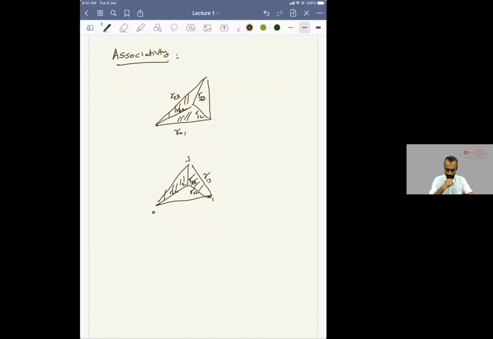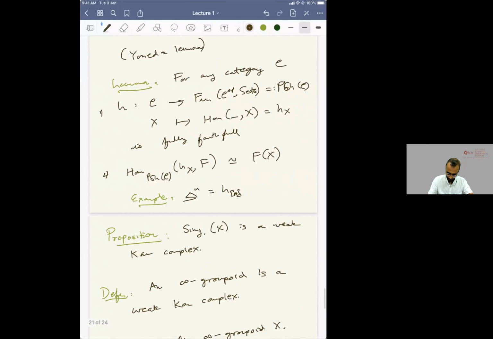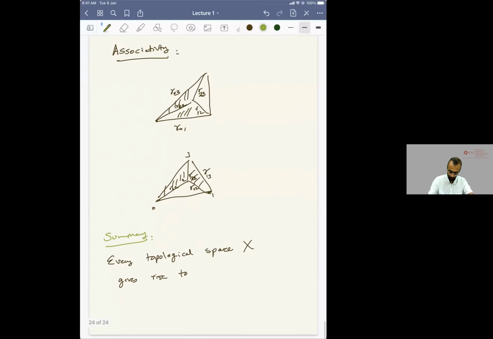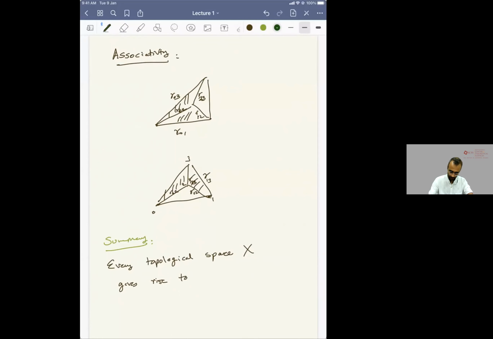So I think I'm out of time, but okay, to summarize, every topological space X gives rise to a, oh sorry, did I say weak Kahn complex? It's just a Kahn complex the way I defined it. I'm sorry. Is a Kahn complex. I apologize. So every topological space gives rise to a Kahn complex.